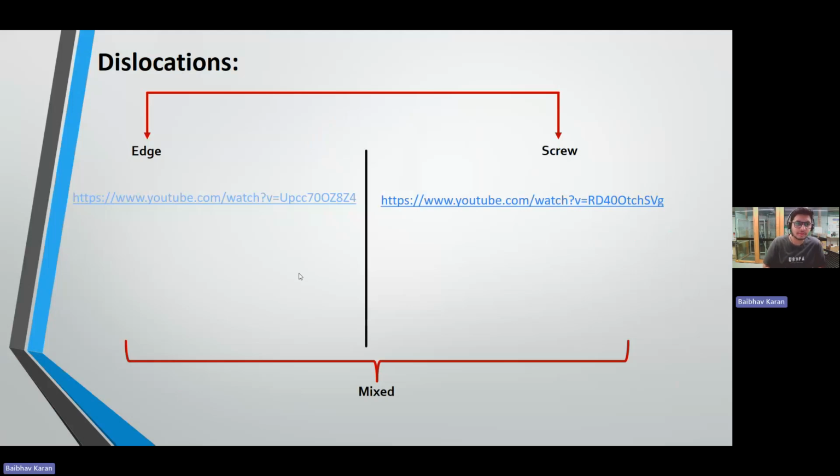The mixture of these dislocations, when the edge and screw dislocation are present at the same time, is known as mixed dislocations. In general, in materials there is always a presence of mixed dislocations. The edge and screw dislocations are not purely present in the sample.